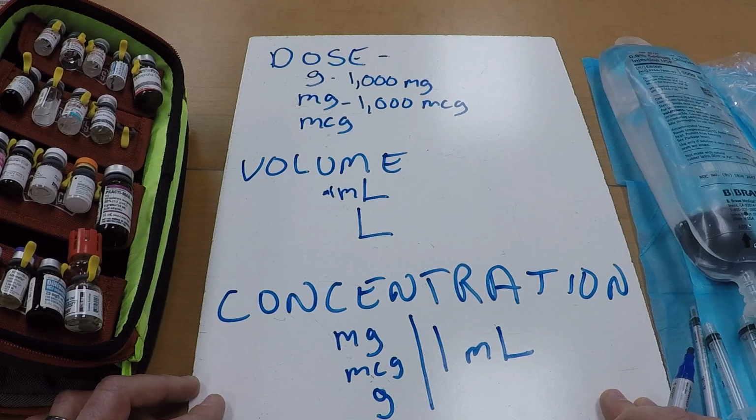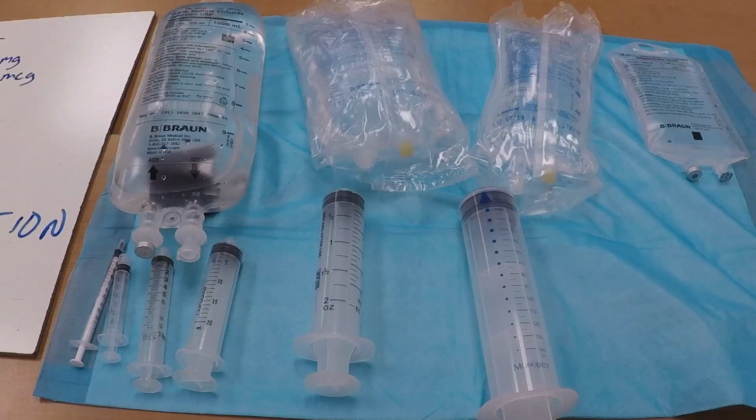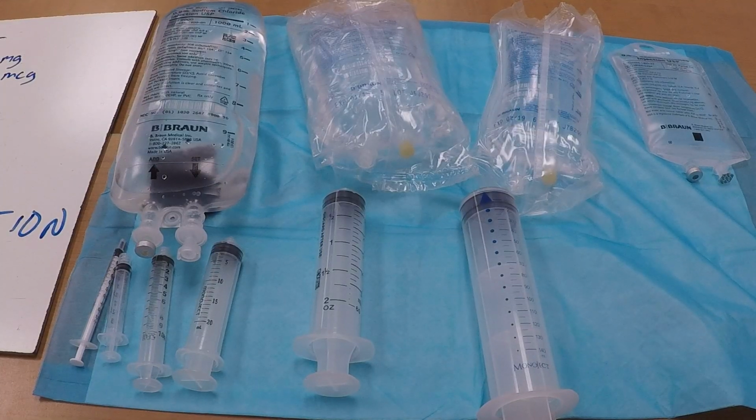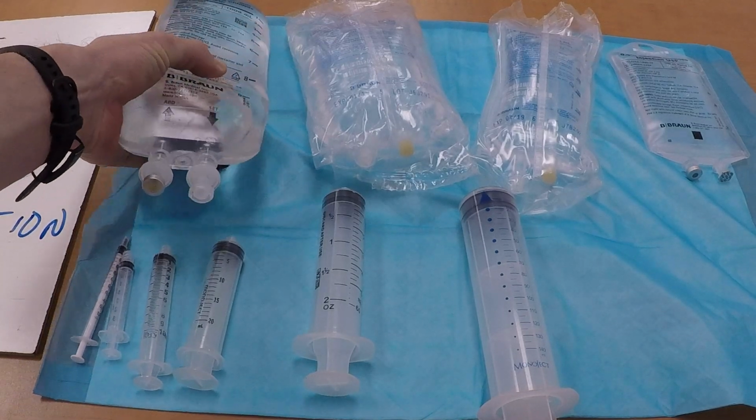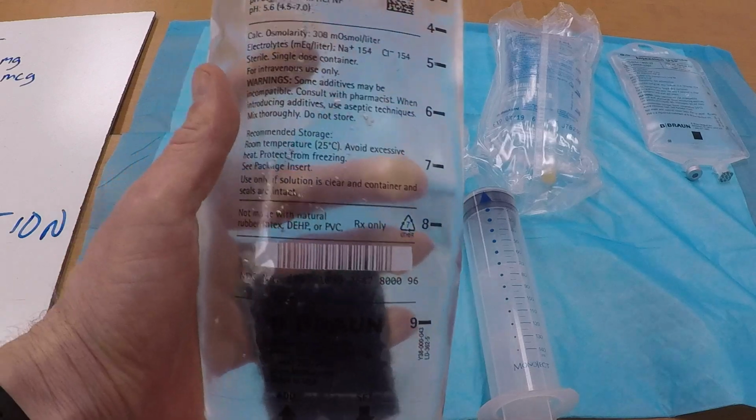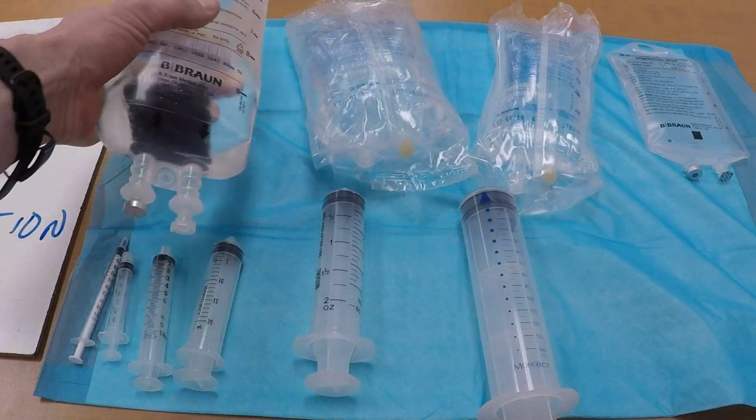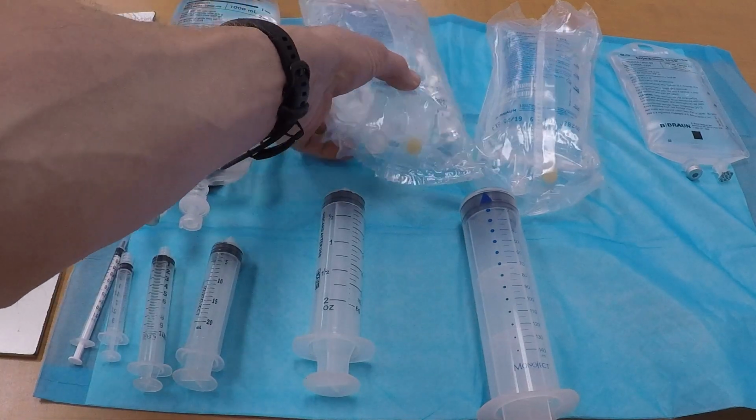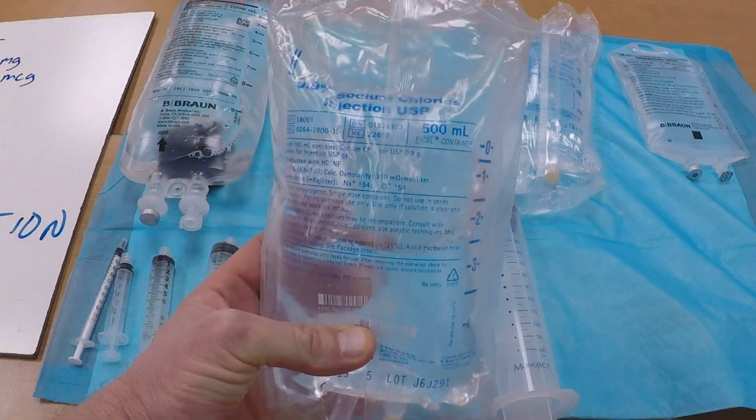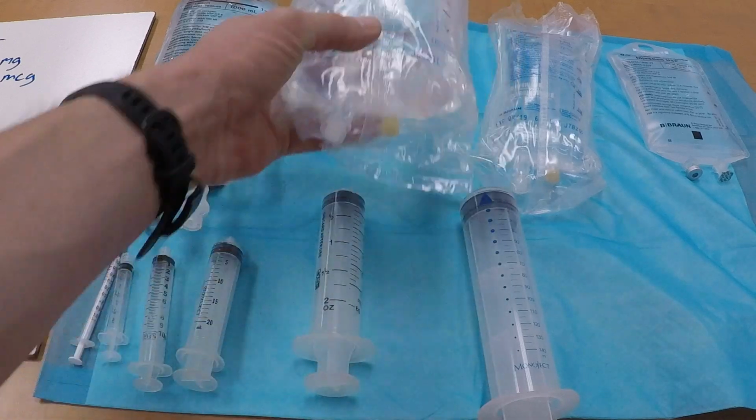So sometimes medications come packaged nicely, sometimes they don't. We have to do a conversion. So for volume, these are examples of how medications are packaged or delivered. This is a liter, 1,000 milliliters. It's a liter of fluid. This is 500 milliliters, or 0.5 liters.